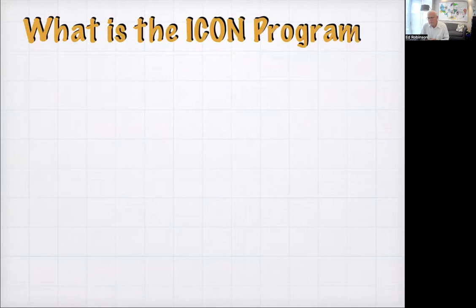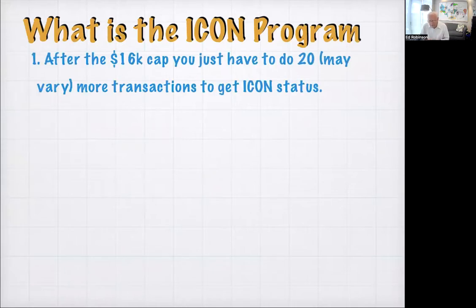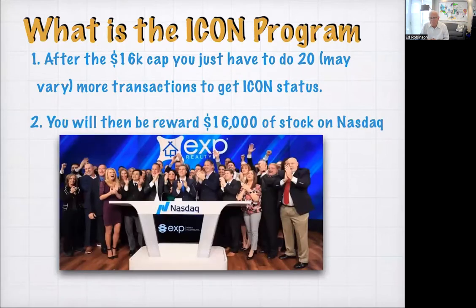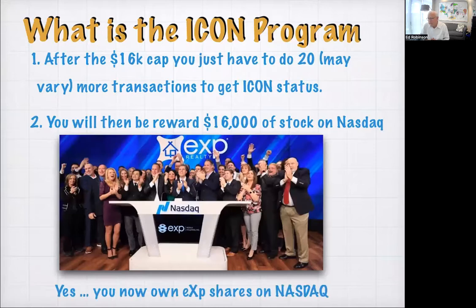What is the ICON program? There are ICON agents. What happens there is after the $16,000 cap, you just have to do 20 transactions, and that may vary depending where you are, and you become an ICON agent. You'll receive your complete $16,000 cap back from the company as shares in the company. So essentially, you get 100% back. The $16,000 you paid into the company, you get it back in shares.